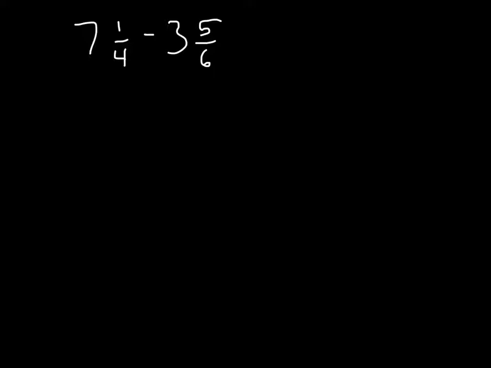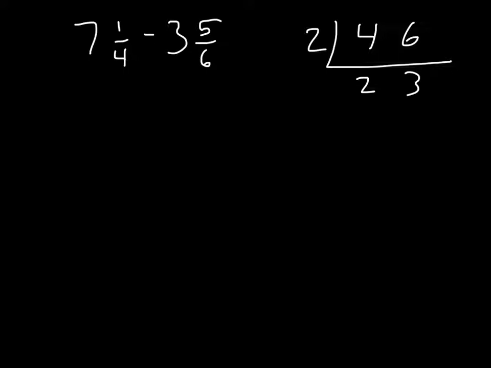So, to find common denominators, I'm going to go like this, 4 and 6. 2 goes into both, that's going to be 2 and 3. And now everything's prime, so I'm done. 2 times 2 times 3 is going to be my common denominator. Do you understand why I can stop there?